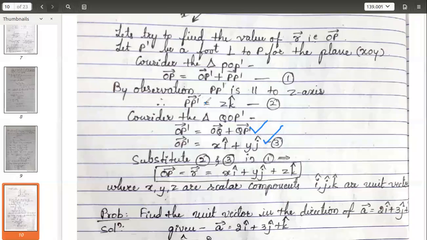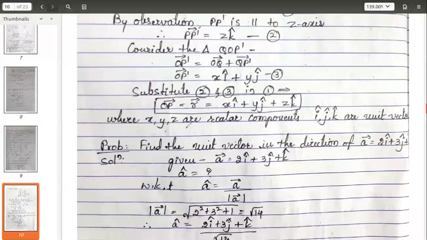So we have got PP dash, and we have got OP dash. If we add these two, we will get the distance between point P and O, that is OP, small r. So just add both the values, and you will get xi plus yj plus zk. X, Y, Z are scalar magnitude values and i, j, k are the unit vectors. So I hope you understood this simple problem: how to find the distance from the point P to the origin.